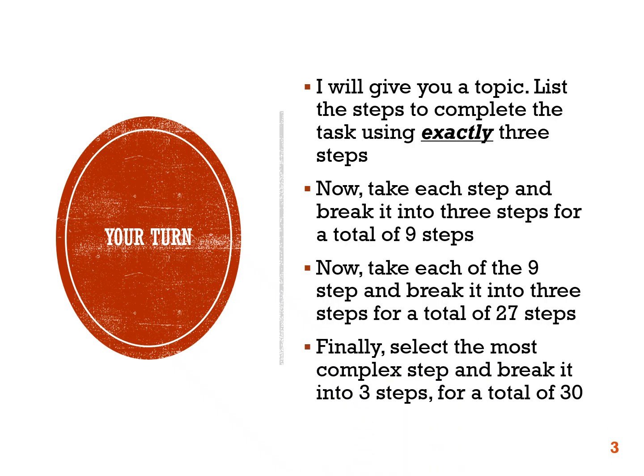And finally, I want you to look for the most complex step out of all of those 27, and I want you to break it into 3 steps. You should have a total of 30 steps, or if you're mathematically inclined, 27. Pause the video until you're done. Now that you've completed this, you have a detailed set of steps to register for classes. You can give this to your offspring for generations to come, and they'll be able to successfully register.